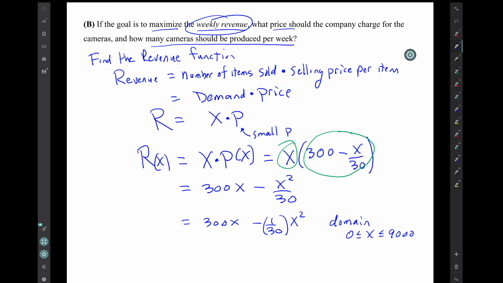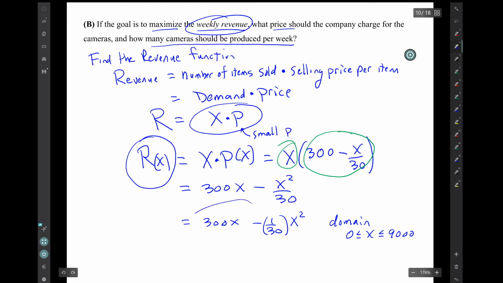Now let's go back up and read the question. The question says, if the goal is to maximize the weekly revenue, what price should the company charge for the cameras, and how many cameras should be produced per week? Well, let's think about the larger picture. We're trying to find the situation that maximizes revenue, and we're supposed to say what price and what quantity, what number of cameras sold will give that maximum revenue.